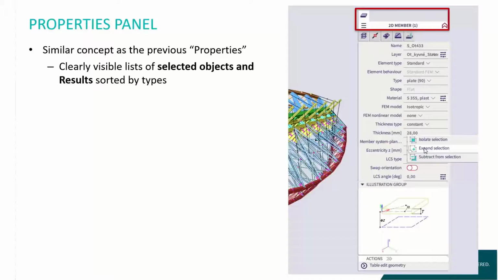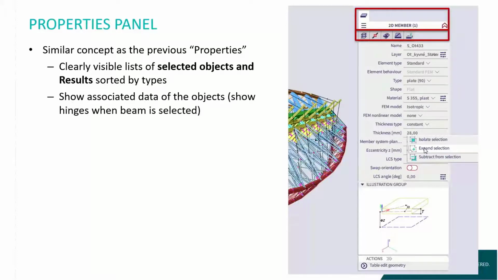Very similar to the concept of the properties in the old UI, we have the properties panel, and there are some highlights that I would like to show you. The first one is that the properties panel now shows associated data. So imagine that if you, for example, select a beam, and the beam has hinges on it, or some loads, you will actually see and be able to interact with the properties of these secondary or associated data directly in the properties panel.